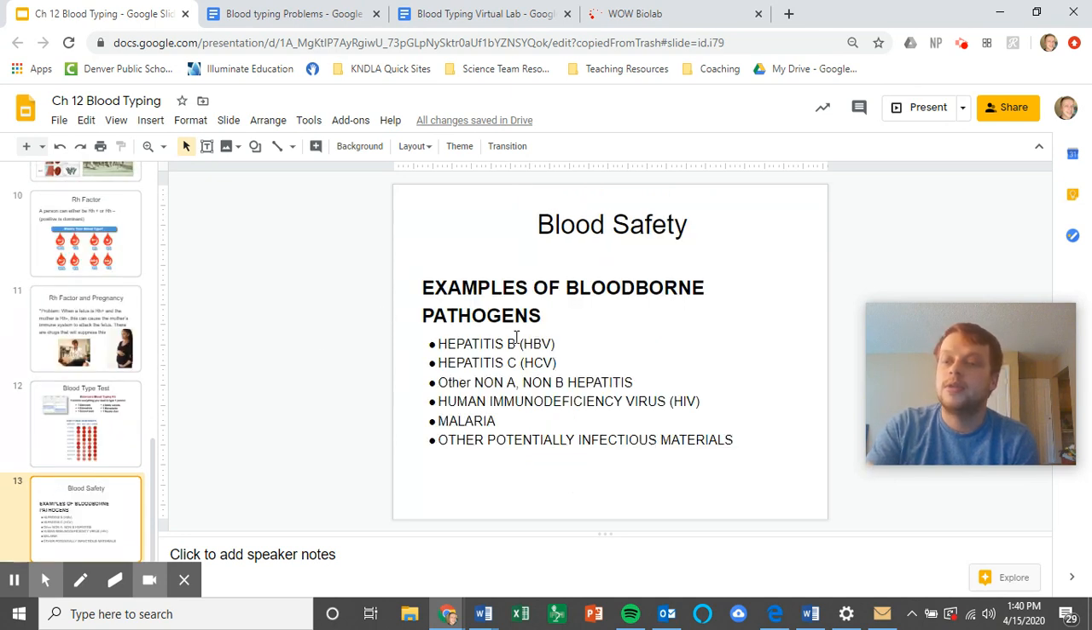But if you go off to university, there are a lot of pathogens that are present in blood. So hepatitis B and C, other types of hepatitis, HIV, malaria, and other infectious materials are found inside people's blood. So when you are dealing with blood, it's super important that you practice safety precautions. You want to wear gloves, masks, other PPE to make sure that there's no transmission of blood between people, or that you don't get blood in one of your eyes or in your mouth.